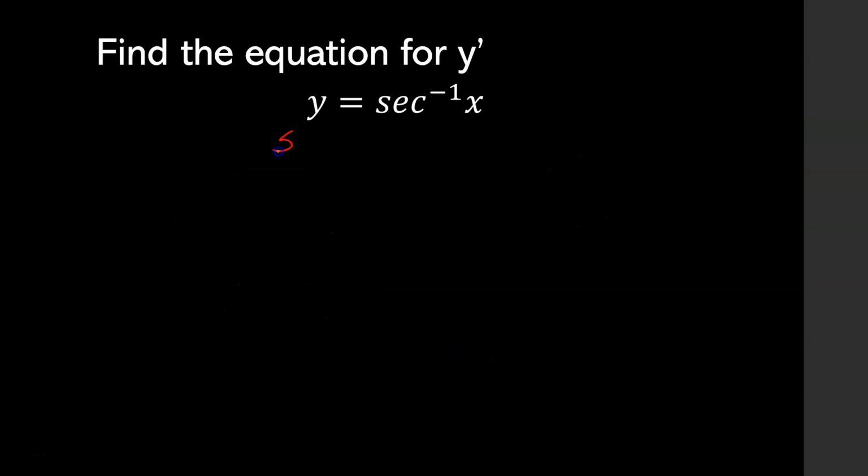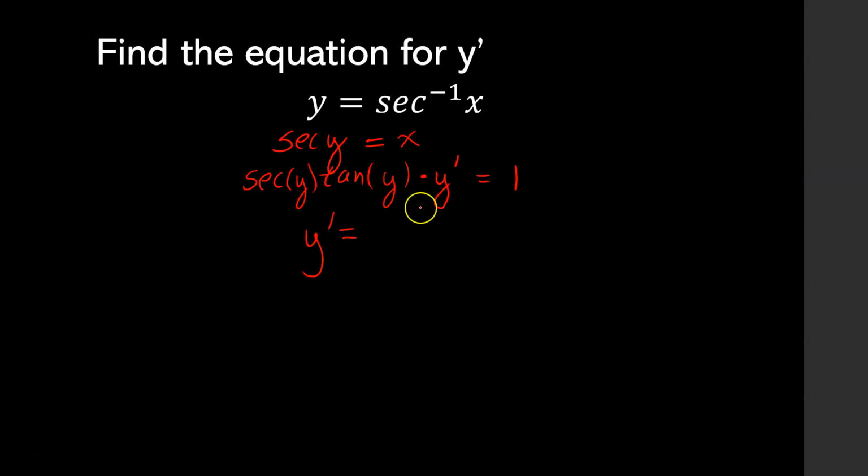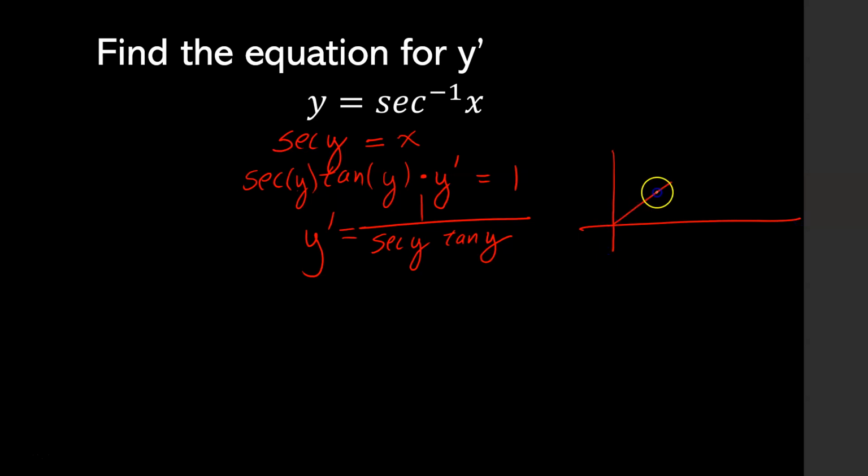The derivative of inverse secant, we end up with secant of y is equal to x. The derivative of secant is secant tangent, both of y. And don't forget to chain rule multiply by that y prime. And x has a derivative of 1. So y prime is 1 over secant y tangent y. All right, triangle time.